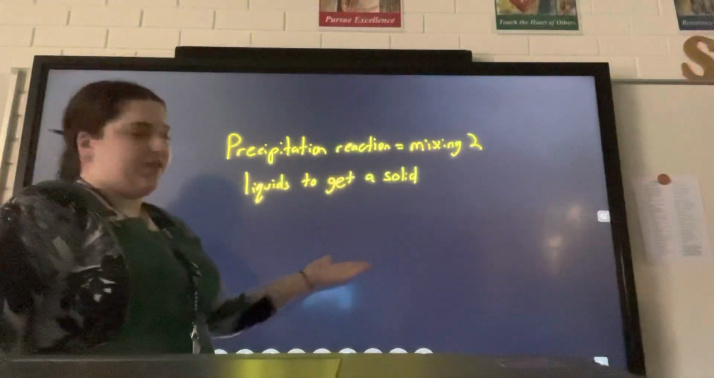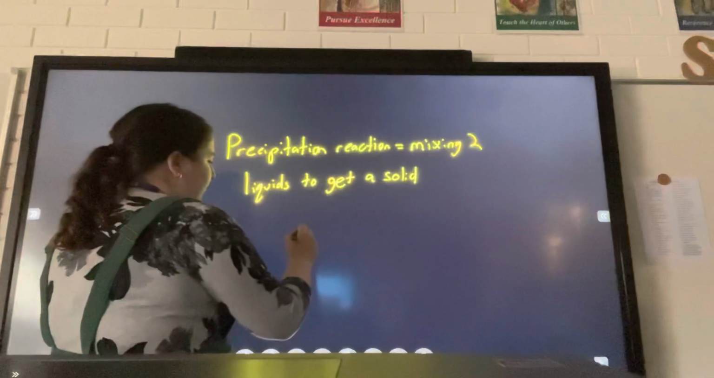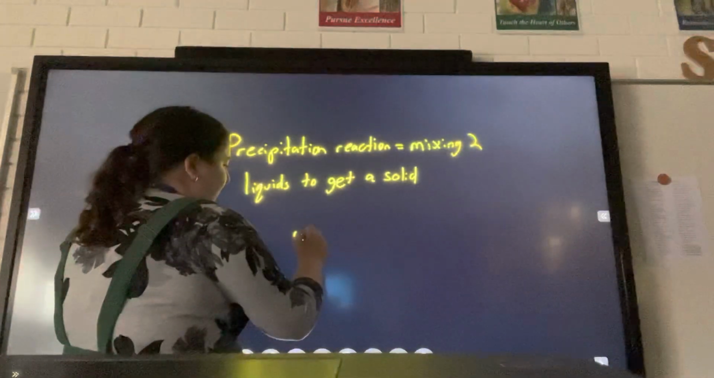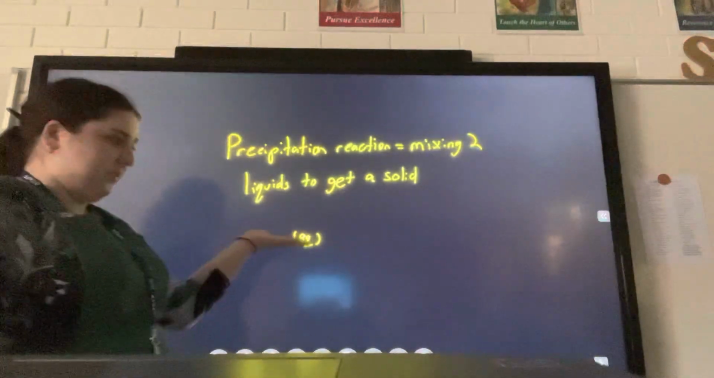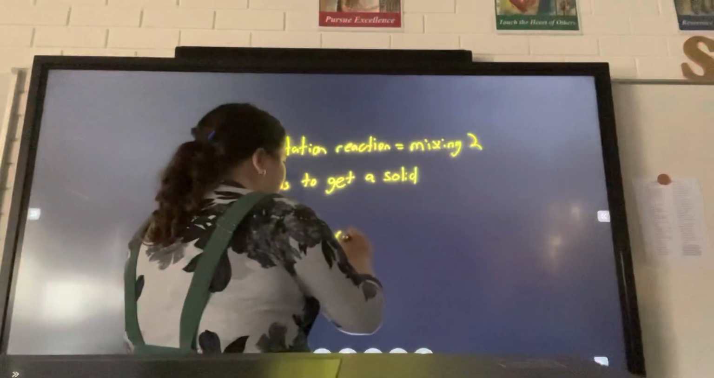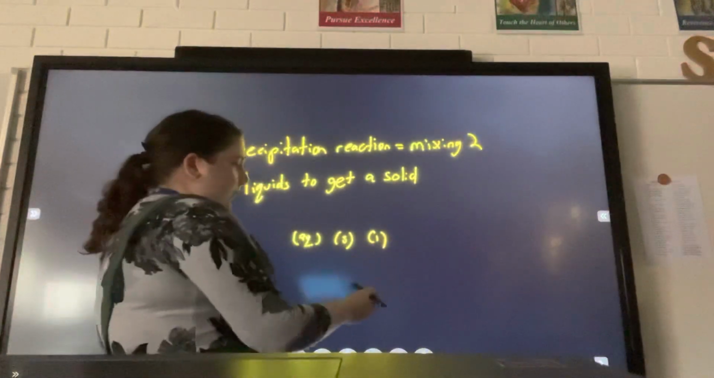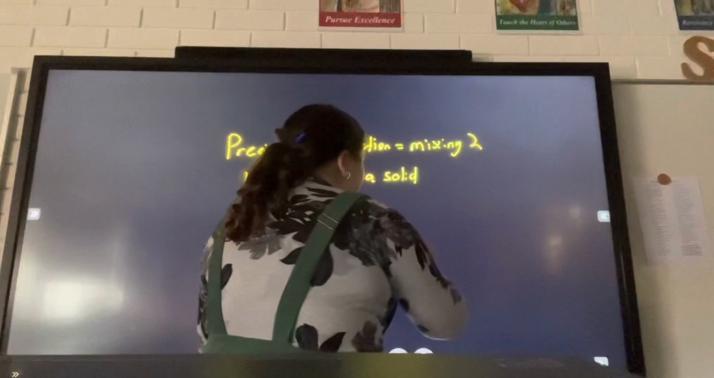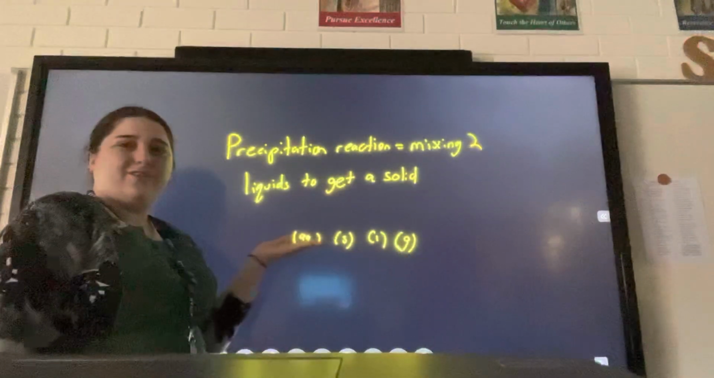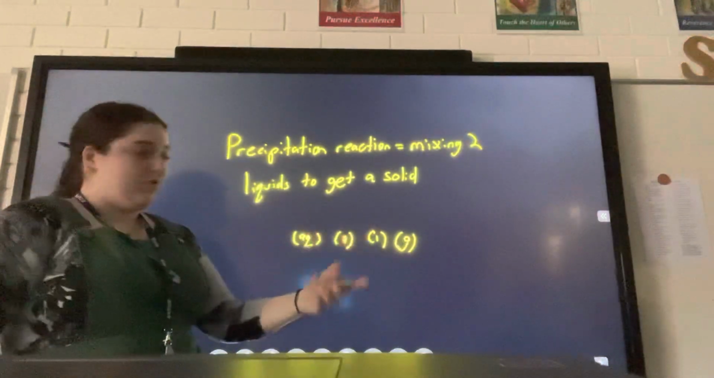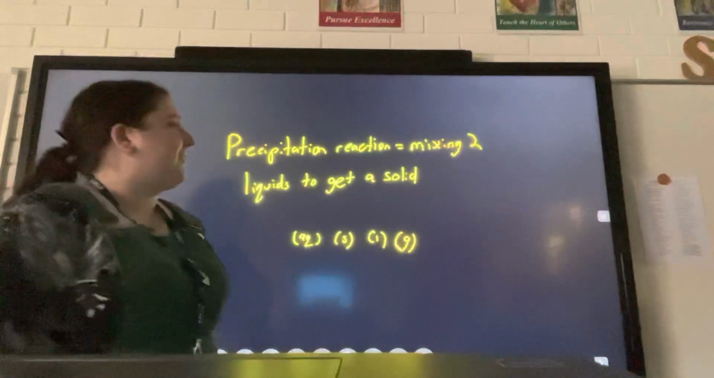Mixing two liquids to get a solid. Now normally when you get this in a formula, down the bottom it will have something little, and there'll be an AQ. That means aqueous, which means it's dissolvable in water. If it has a little S, it's a solid. Has an L, it's a liquid. And has a G, it's a gas. These should be in your chemical formulas when they are given to you, and that should inform you as to what becomes what. Okay.